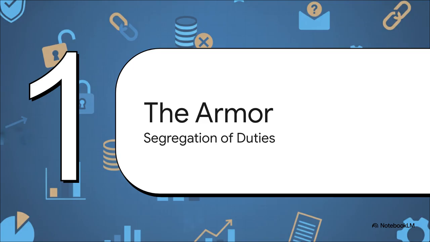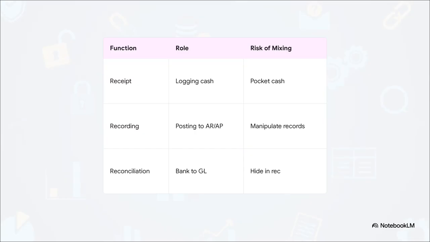So, how do we stop something as tricky as lapping? Well, we use Section 1, the armor, which is segregation of duties. This is way more than just a best practice. It's the structural system designed to make schemes like lapping mathematically and logistically impossible for a single person to pull off. Let's break down exactly how this armor works in practice.